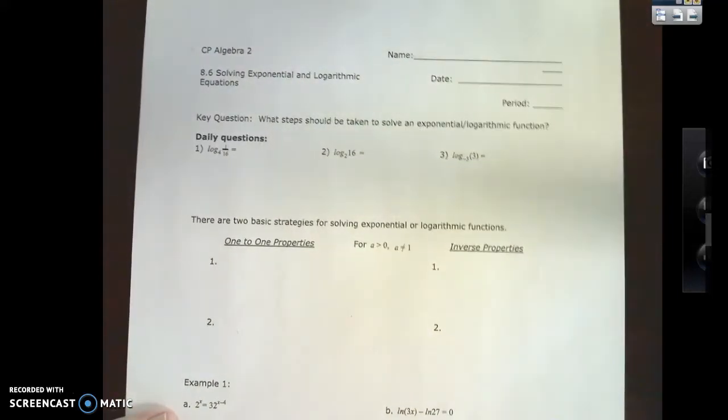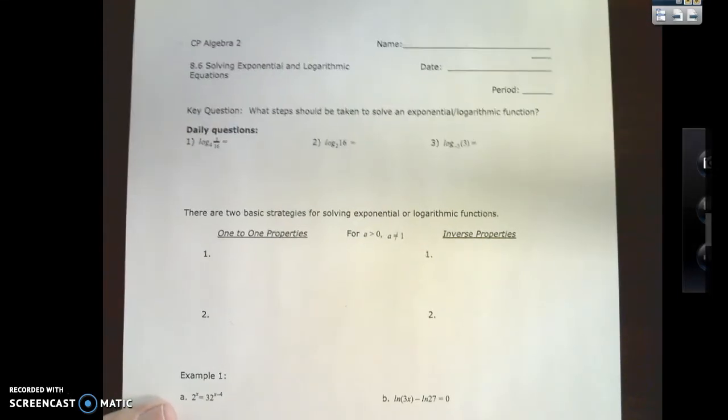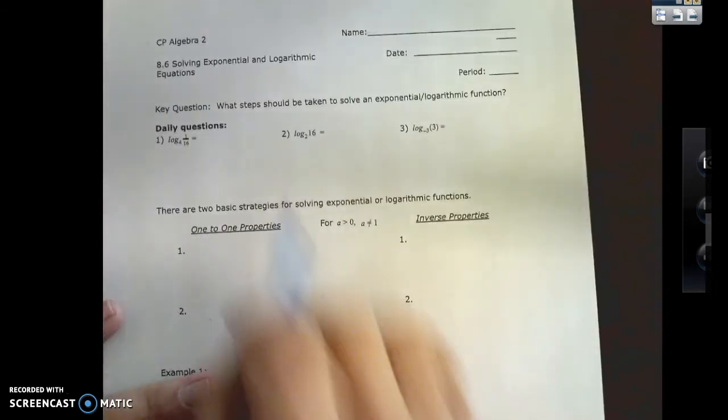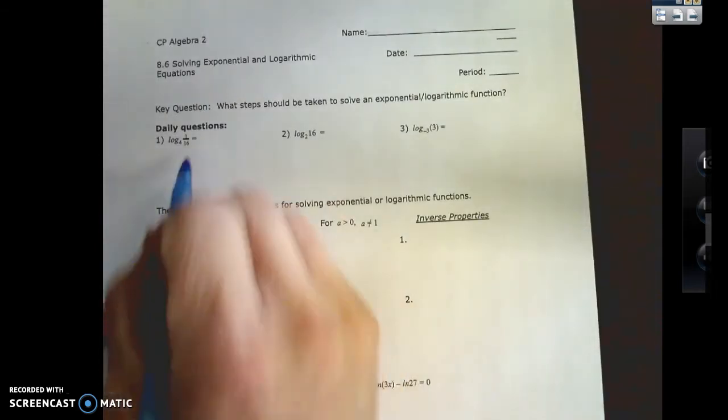So today we're going to finally get to solving exponential and logarithmic equations. We're going to learn some really important properties today and see how we can use them in actually solving some problems. To start off with, some little practice problems.